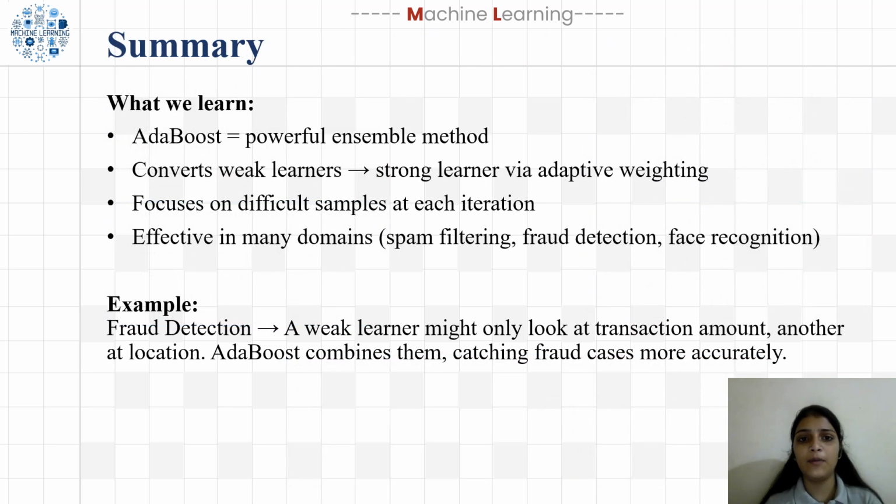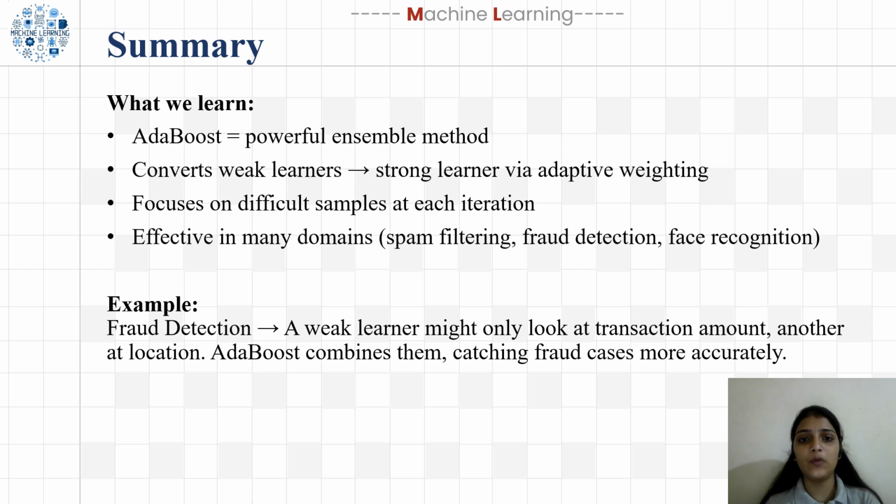So, at the end of the presentation, what did we learn? AdaBoost is a method that combines many weak learners to create a strong and reliable model. It focuses on hard to classify examples, giving more weight to better performing learners. It focuses on difficult samples at each iteration. This makes it powerful for tasks like face detection, spam filtering, fraud detection, and customer behavior patterns.